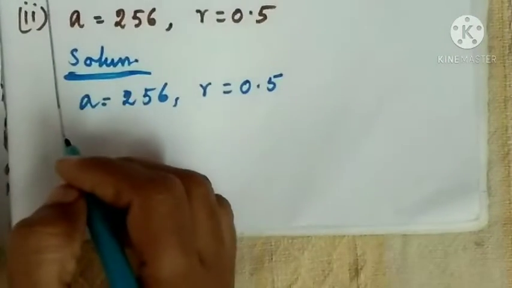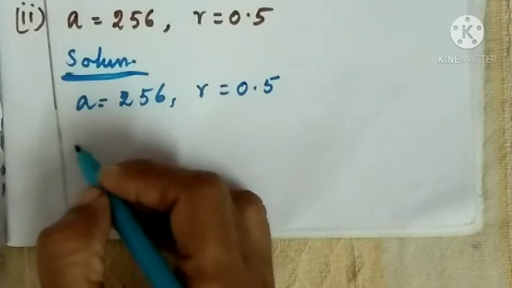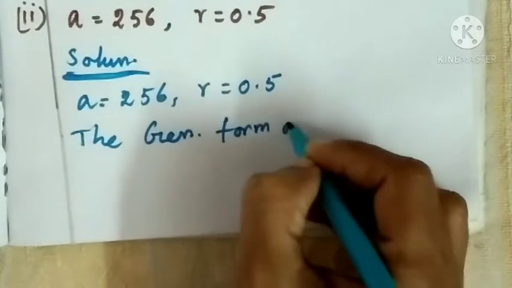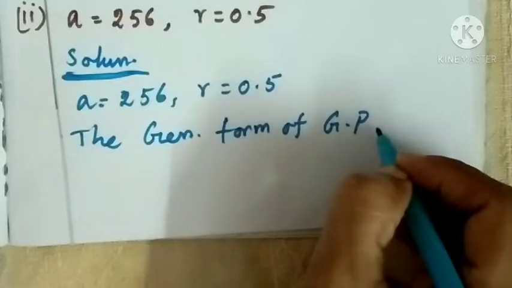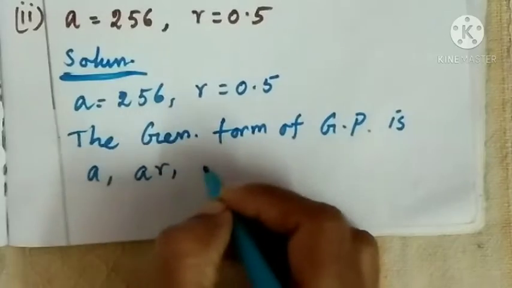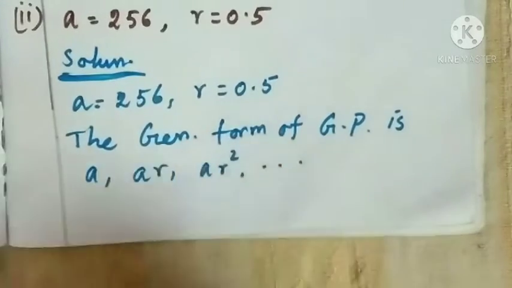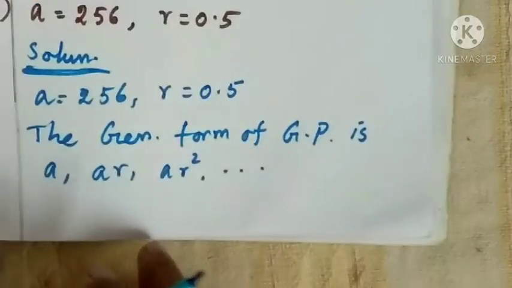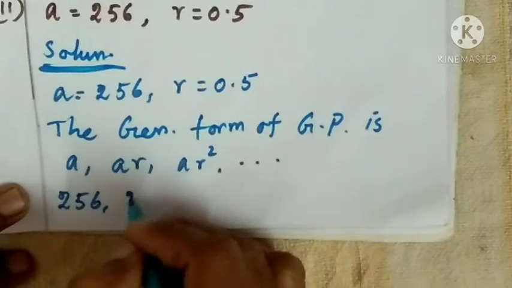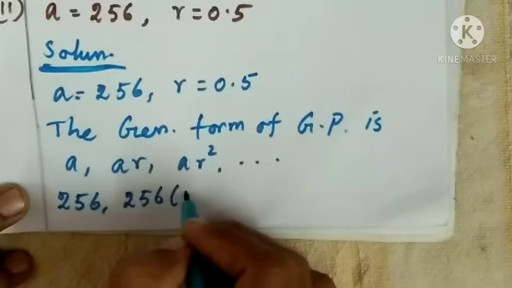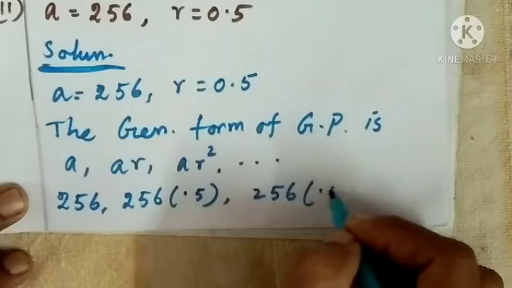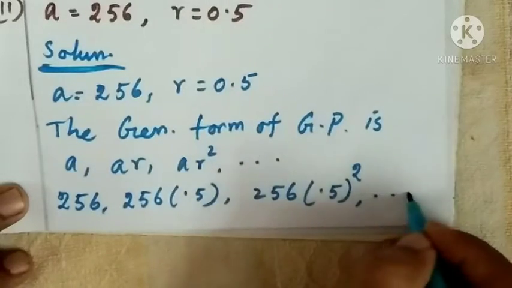Now you have to write the general form of the GP. What is the general form of the GP? The general form of GP is, yes, a, ar, ar squared and so on. Here a is 256, 256 into 0.5, 256 into 0.5 the whole square and so on.